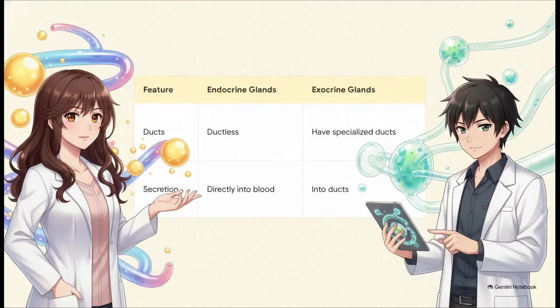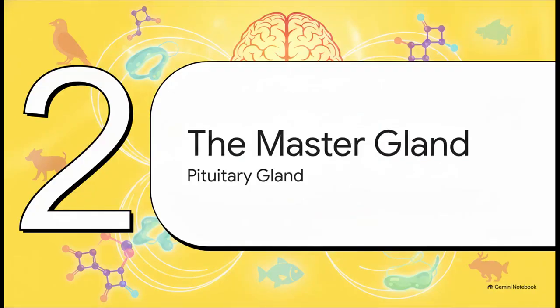Now, understanding the difference between endocrine and exocrine glands is an absolute classic board exam question, so definitely lock this in. Exocrine glands actually have specialized tubes, or ducts, to transport their secretions. On the flip side, endocrine glands are totally ductless. They literally secrete their hormones directly into our bloodstream. And for today's explainer, our entire focus is going to be strictly on these ductless endocrine glands. Moving right along to Section 2, the master gland.